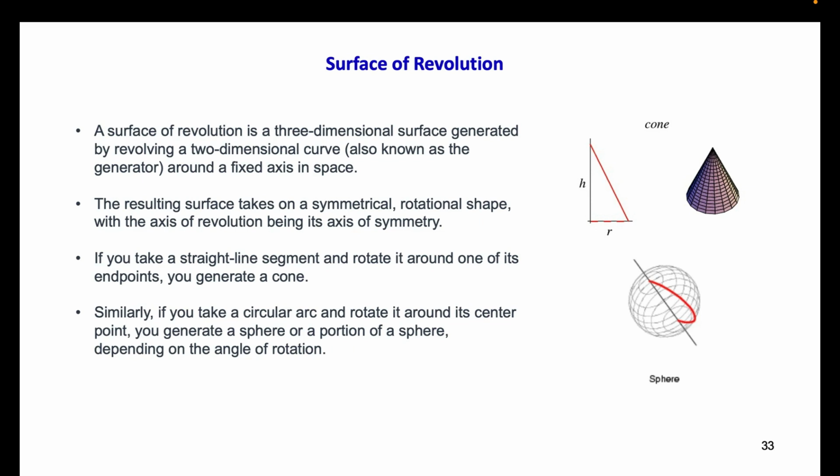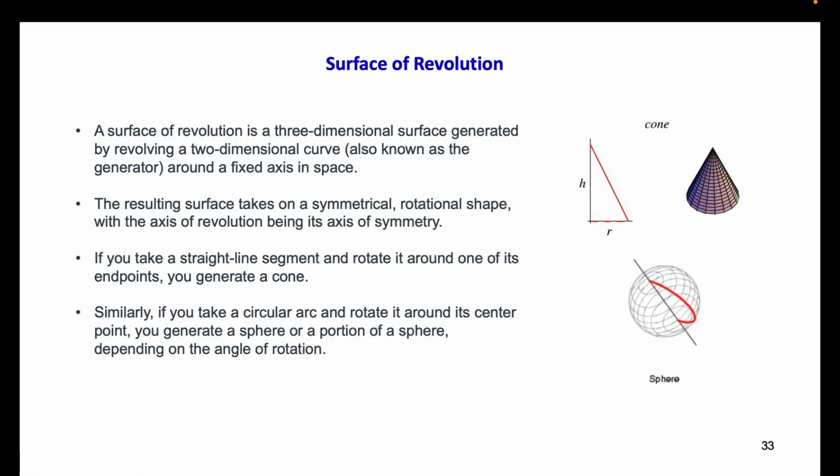So, for example, if I take a straight line segment and rotate it around one of its endpoints, I can generate a cone. As you see here, this is a straight line segment at an angle. If I rotate it about this point and this axis, you'll generate a cone like this. Similarly, if I take a circular arc and rotate it around its center point, I generate a sphere or a portion of the sphere depending on the angle of rotation. Here you can see a circular arc which is rotated around this axis of revolution.